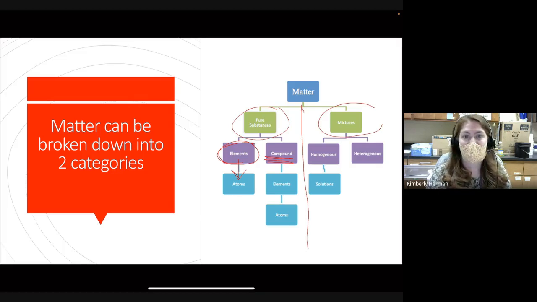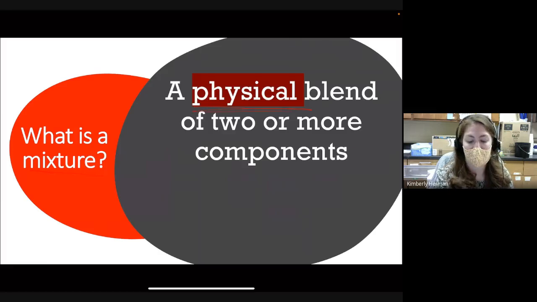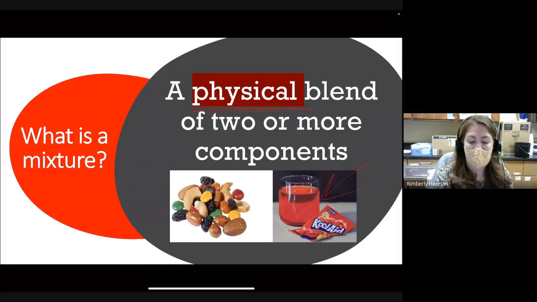Whereas pure substances, aka our compounds, are going to be a chemical bond between the two, our mixtures are going to be a physical bond. We're going to break it down into two categories today, homogeneous and heterogeneous. So, what is a mixture? Well, we're going to see that a mixture is a physical blend of two or more components. So, we can look at solution mixtures like our Kool-Aid here, or we can look at a physical mixture or blend of this trail mix.